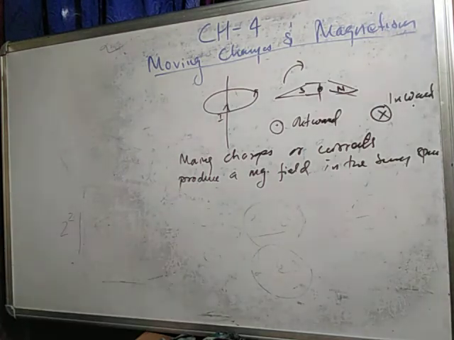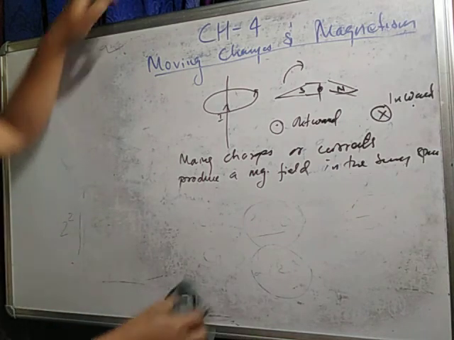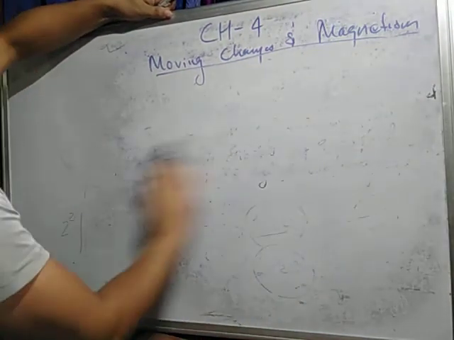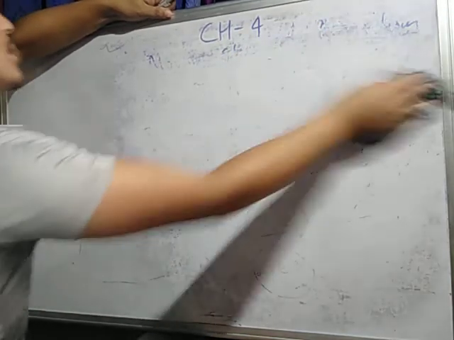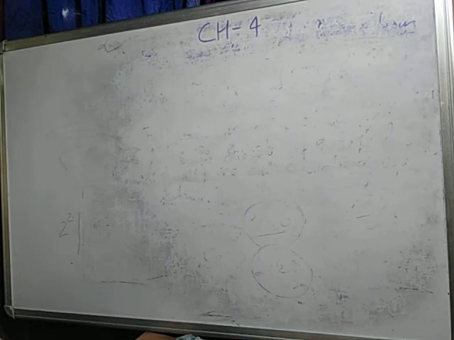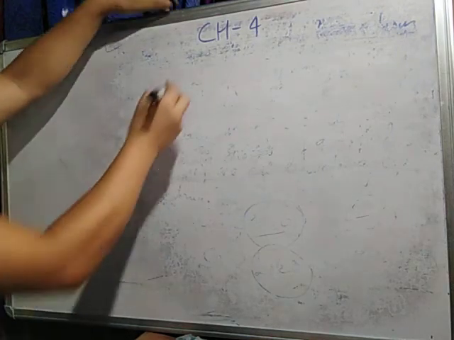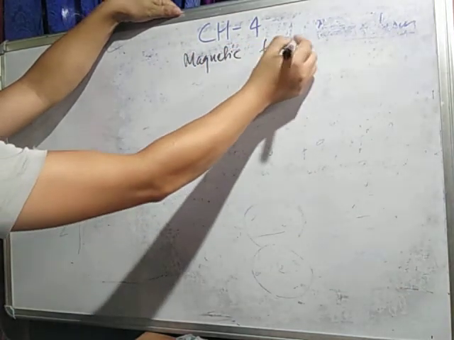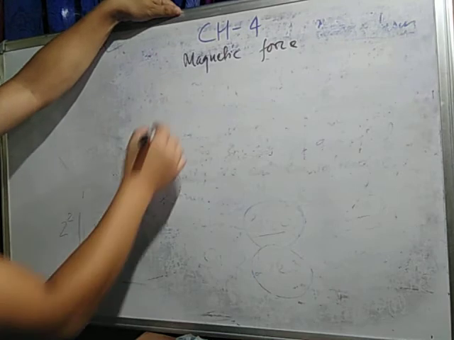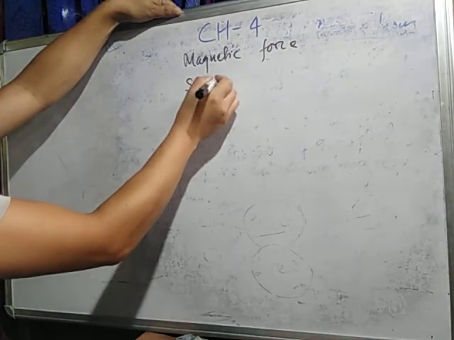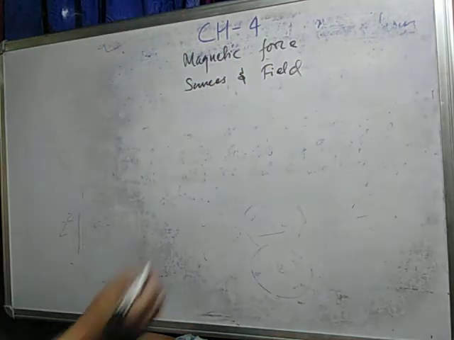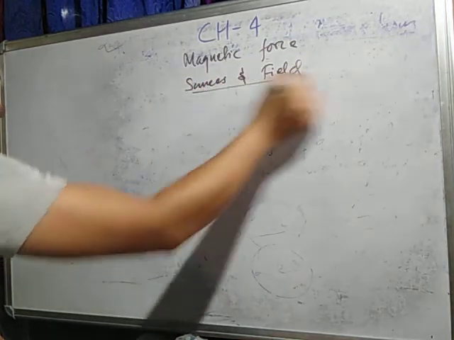Next, write down magnetic force. First we'll start with magnetic force. Under this you have the topic sources and field. So, magnetic field and source.